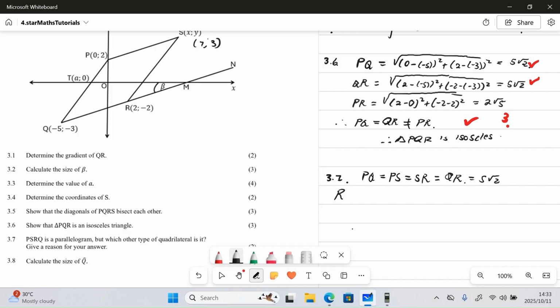So this cannot be a square because the interior angles are not right angles. So this is a rhombus. It's a rhombus. Why do we say it's a rhombus? Because this is a type of parallelogram whereby one pair of adjacent sides are equal. So it's a rhombus because all sides are equal.